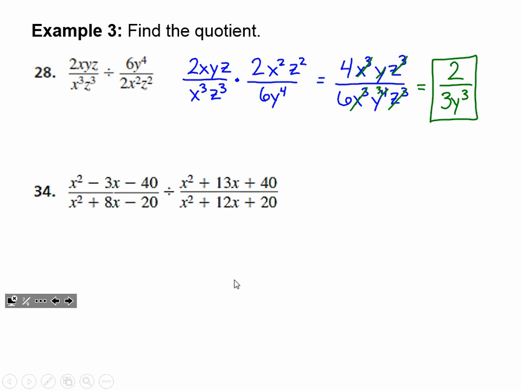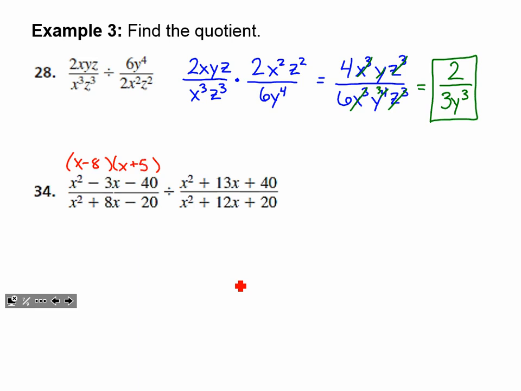All right, factoring frenzy here in number 34. It is division, so I do want to remember that reciprocal. A lot of students will say that nothing cancels because they forget to use the reciprocal. Don't be that student.